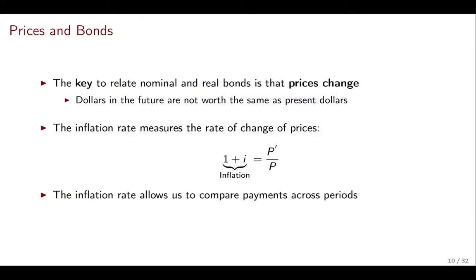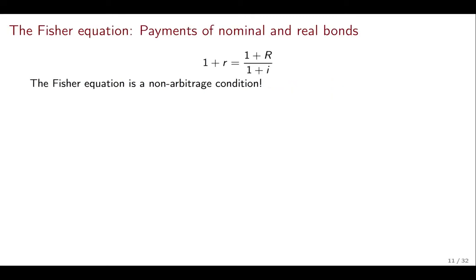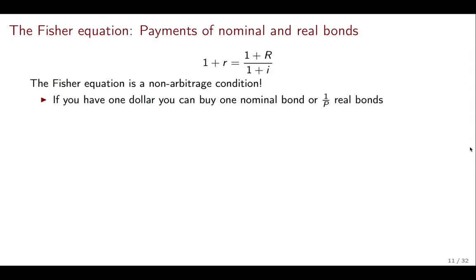And this is going to be neat because in the models that we're going to cover in this module and the next, the inflation rate is going to play an important role. And so we're going to define 1 plus I, the inflation rate, as the ratio of future prices to present prices. This inflation rate is going to let us compare payments across periods. The way we're going to compare them is through the Fisher equation. The Fisher equation is going to relate the real interest rate 1 plus R as the ratio of the nominal interest rate to the inflation rate. And we can actually derive it through an arbitrage condition. So let's see how that will work.